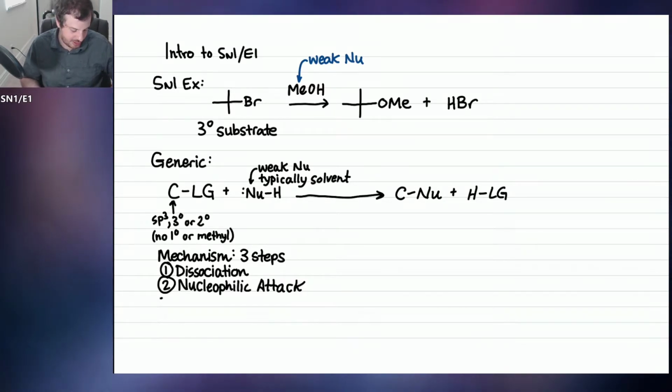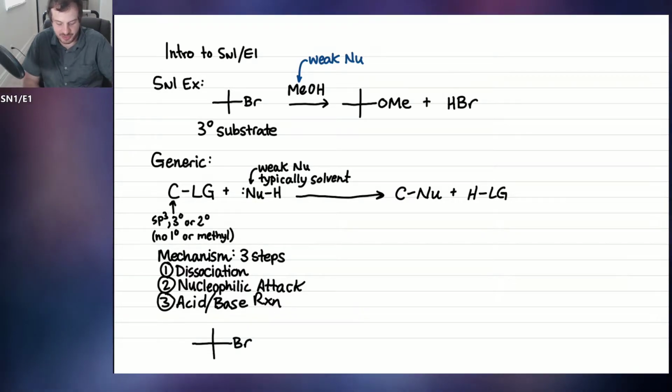And step 3 is called acid-base reaction. Okay. All right, let's watch the mechanism of this process. So we'll start with our example from above, our tert-butyl bromide. And the first step is dissociation.